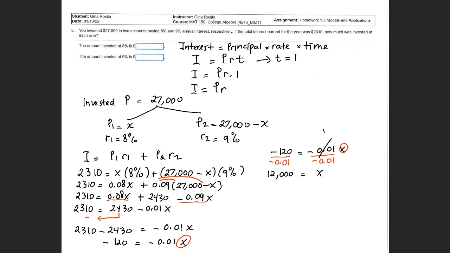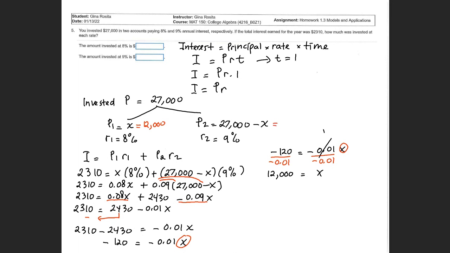Okay, now this is x. So now remember about this one, P1 equals x. So now P1 equals x, so we can write down here that the answer is 12,000.